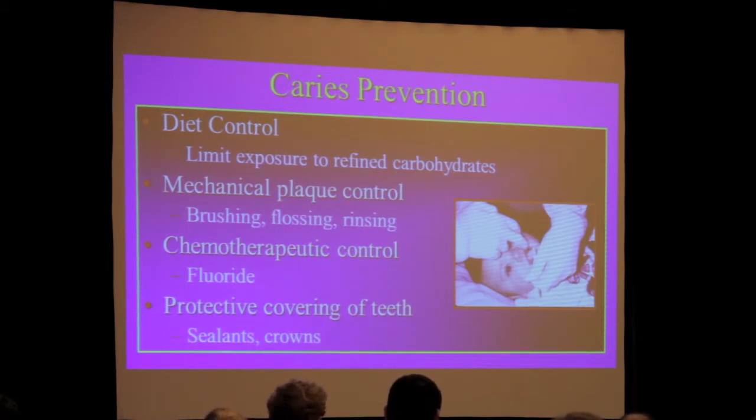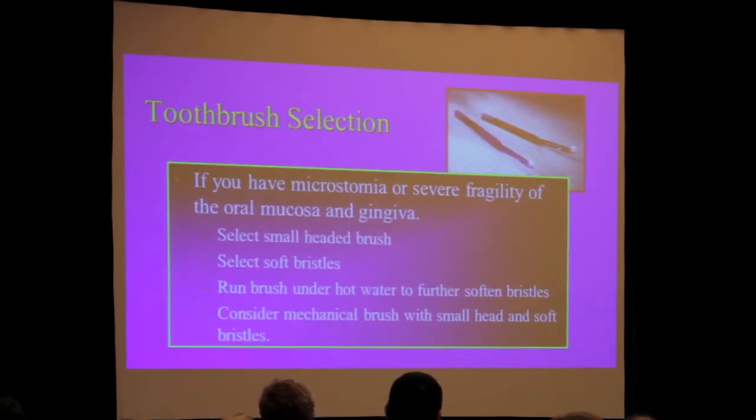If you have enamel defects and if you've got junctional EB with enamel defects, then you can restore the teeth and cover them up. Which doesn't mean they can't decay, but it makes it a whole lot more difficult to decay. Toothbrush selection, if you have microstomia or you've got severe fragility, you really want something with a small head, and there are those on the market.